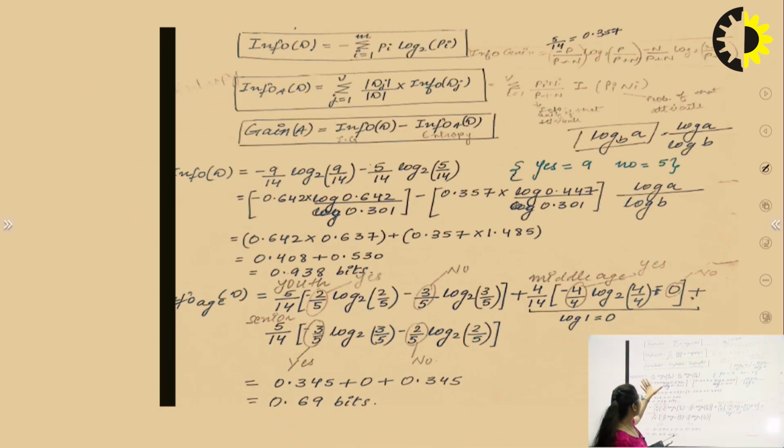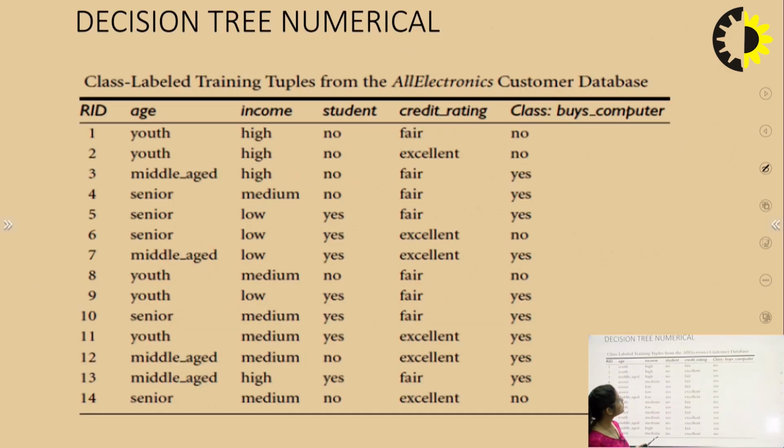We put the values of yes and no in that particular formula, and we calculate this information gain. 9 is the number of yes and 5 is the number of no. According to the formula, we put the values and change the base, and then we can calculate this information gain. This is the information gain of the whole table of 14 tuples.